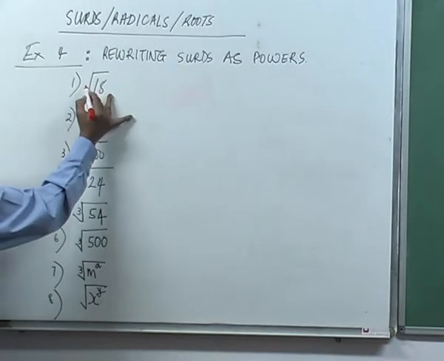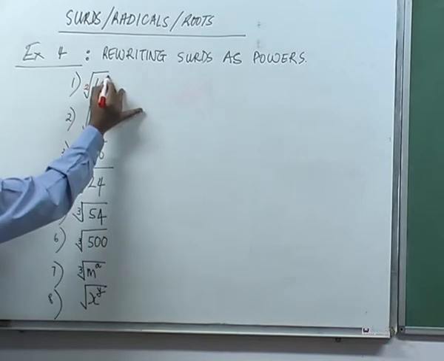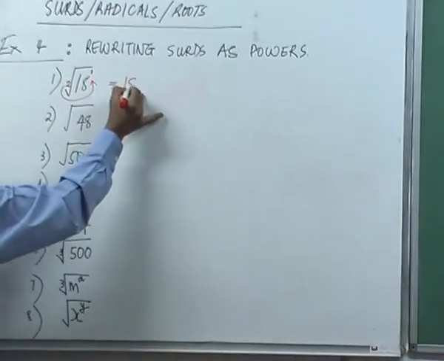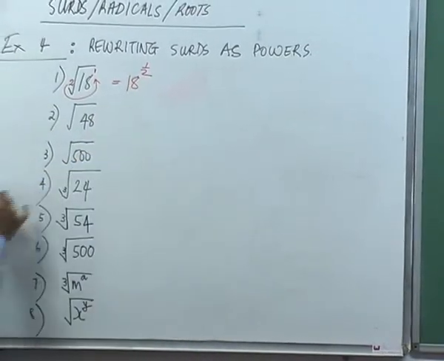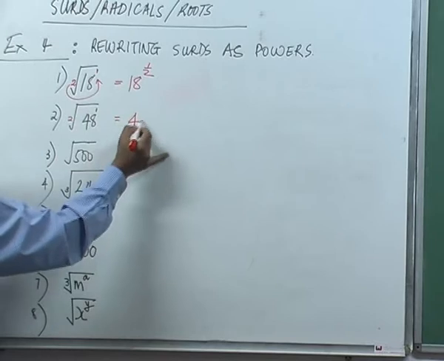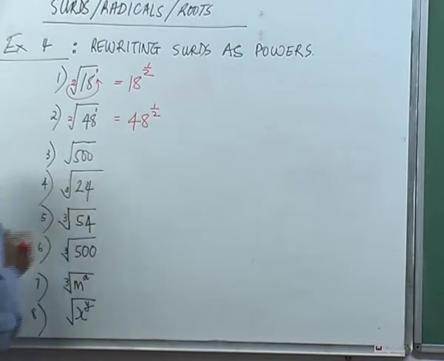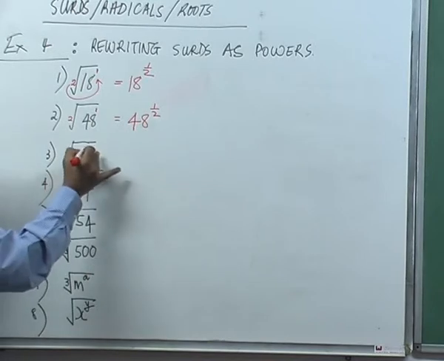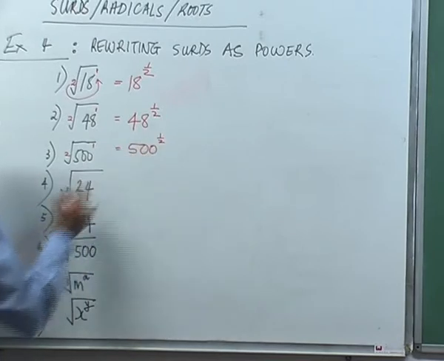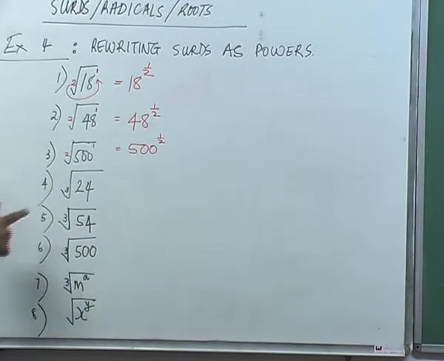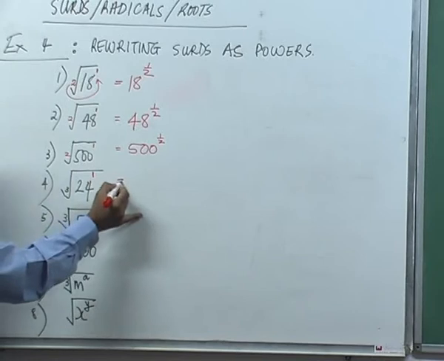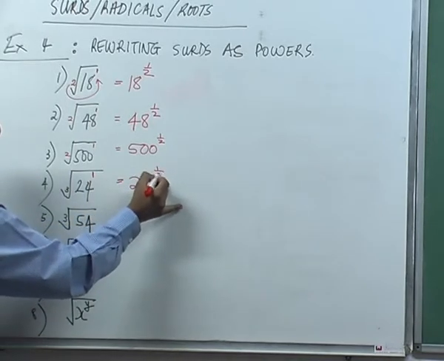Alright, so when we look at number 1, we've got to understand that there's a 2 here that's understood and there's a 1 there that's understood, and therefore we have 18 to the half. Once again, there's a 2 understood here, there's a 1 understood here, therefore the answer is 48 to the half. Once again, there's a 2 understood there, 1 understood there, the answer is 500 to the half. Now, this is cube root, so 3 is already written there, and what is understood here is 1. So this one is 24 to the 1/3.